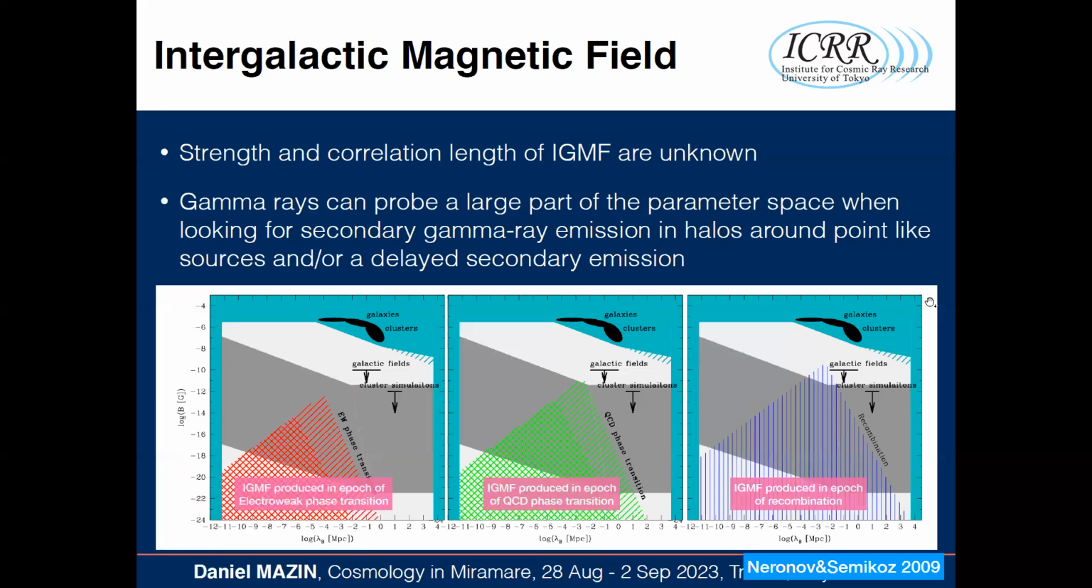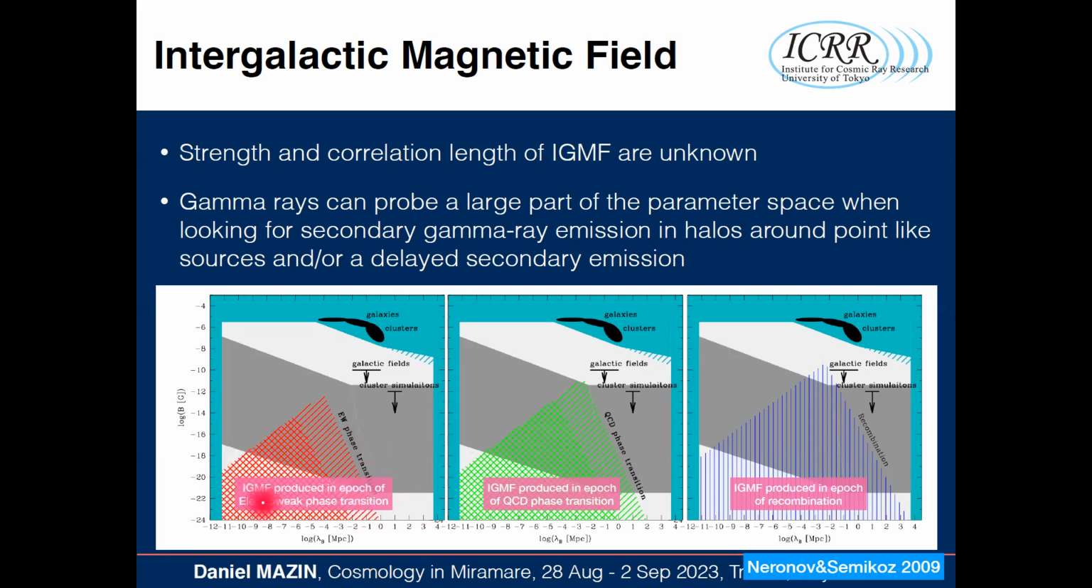The parameter space is huge, because it's really unclear whether there is a magnetic field in the voids and what its strength is. There are certain constraints on the magnetic field. The constraints are here in a cyan color. This is the strength of the magnetic field. You see the possible parameter space spans many orders of magnitude. And that's the correlation length, that means the size of the cell where the magnetic field stays more or less constant.